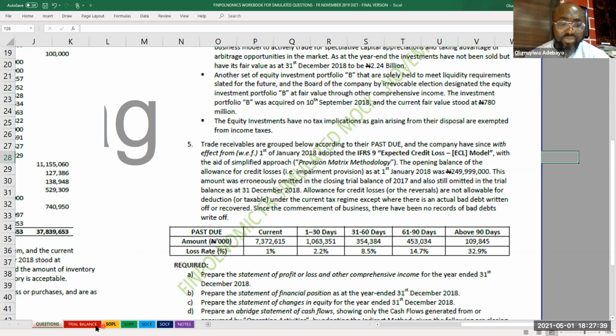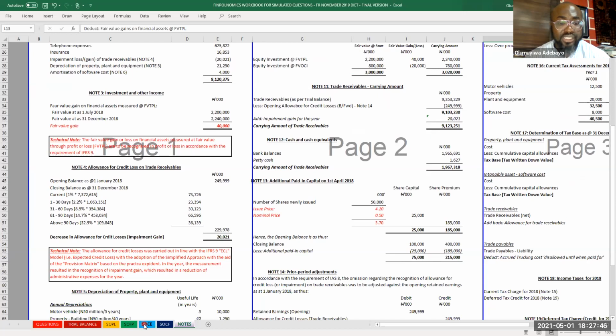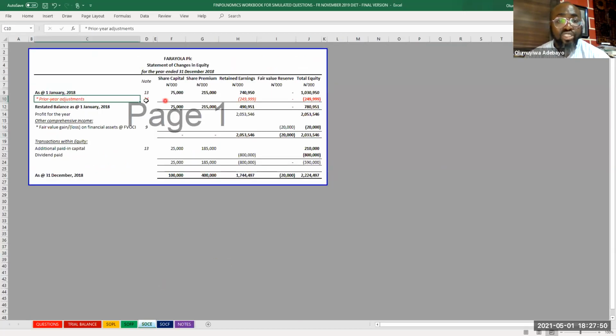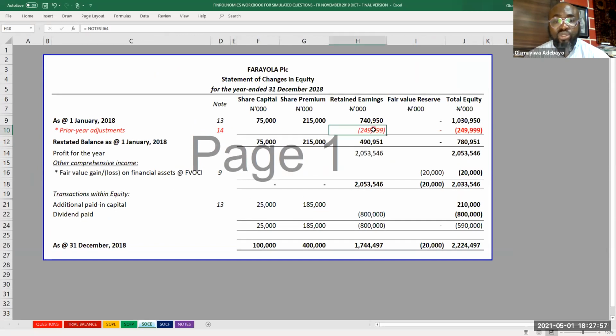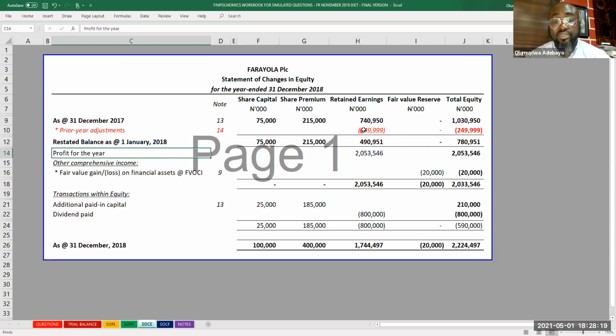Now, let's see what we've done first with respect to errors. Let me take you to the statement of changes in equity. Prior year adjustment, note 14. We'll go back to note 14 later. And the error is to adjust, reduce our opening retained earnings, whereby we now have a restated balance as at 31st December 2017, which is now being restated with this reduction to account for the omission of allowance for impairment losses for last year, which means if this had been done last year, our retained earnings would have been 490. That's what we're trying to do.